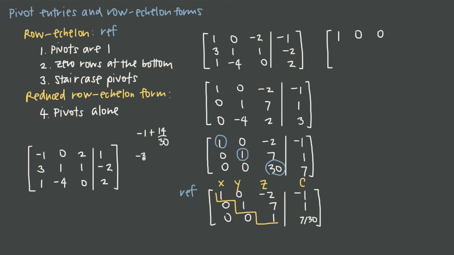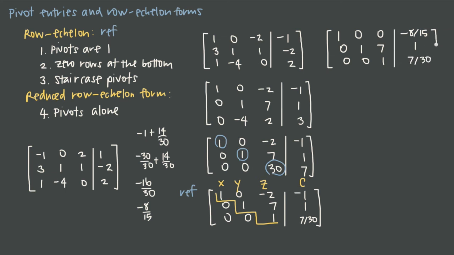We can rewrite that as negative 30 over 30 plus 14 over 30. And we get negative 30 plus 14 is negative 16 over 30, which is the same as negative 8 over 15. So we'll put that in as negative 8 over 15, and then we'll leave everything else the same. So 0, 1, 7, 1, and 0, 0, 1, 7 over 30.